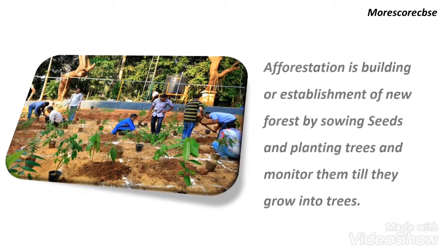So kids, what is afforestation? It is the opposite of deforestation. Deforestation is cutting of trees. Afforestation is planting of trees. Here they establish new forests either by sowing seeds or by saplings and monitor them until they grow into new trees.